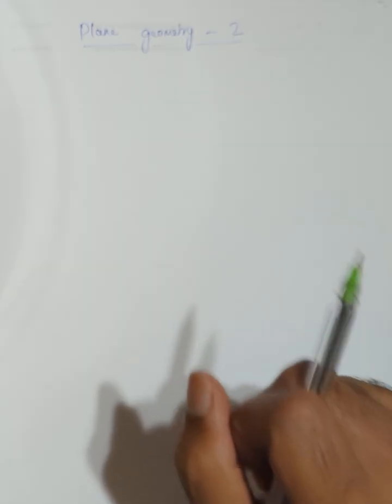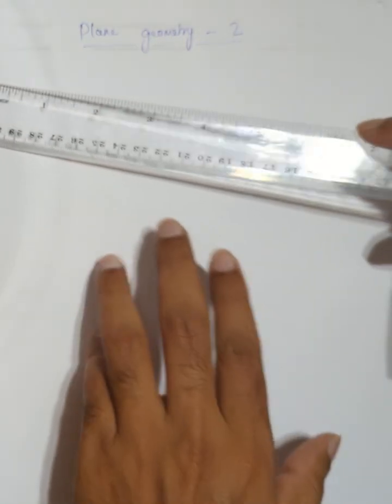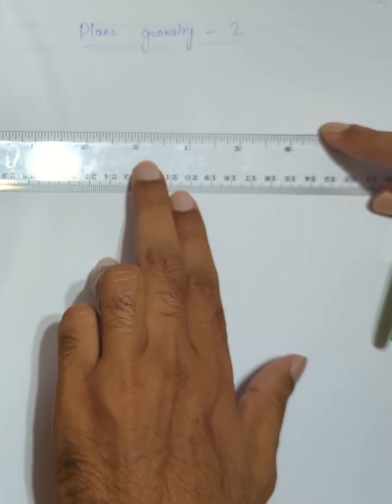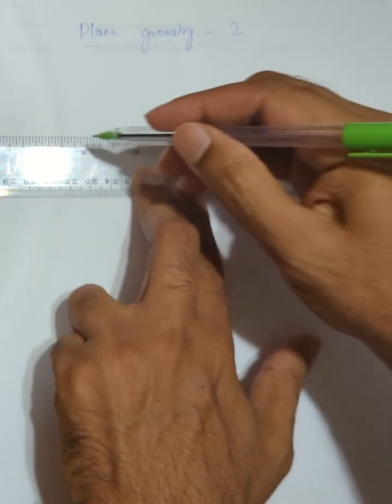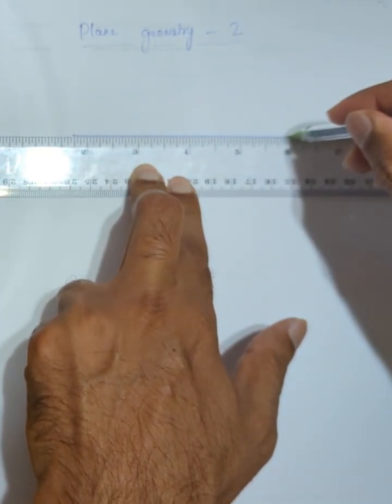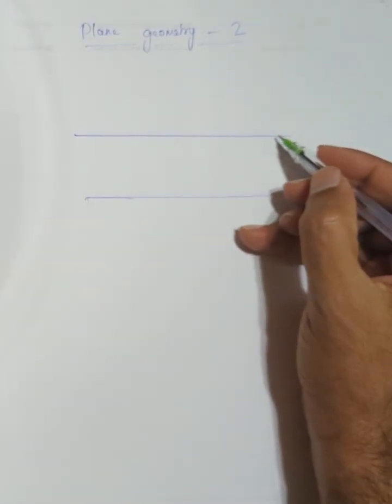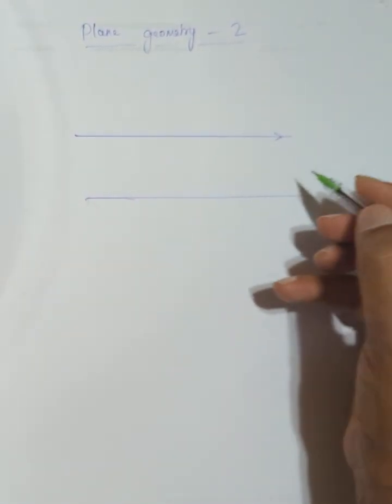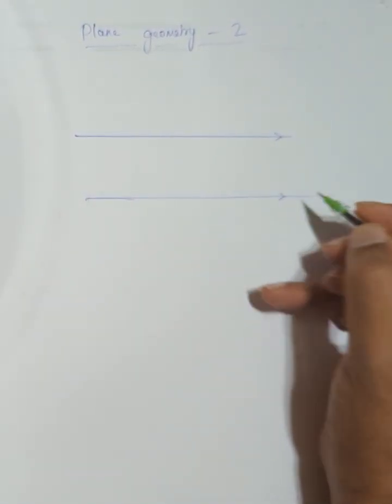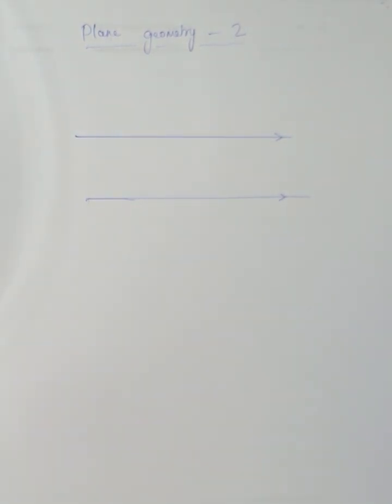We begin with parallel lines. So here is what we can do. Take a ruler and use both sides of the ruler to draw two straight lines. These two lines will be parallel. And we generally use arrows pointing in the same direction to denote parallel lines in geometry.